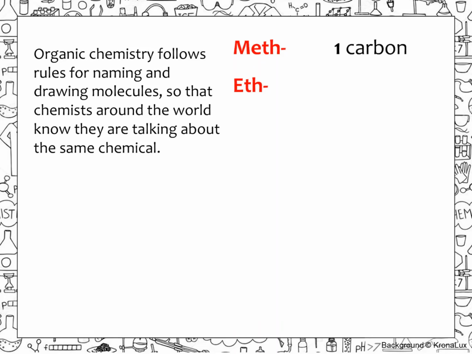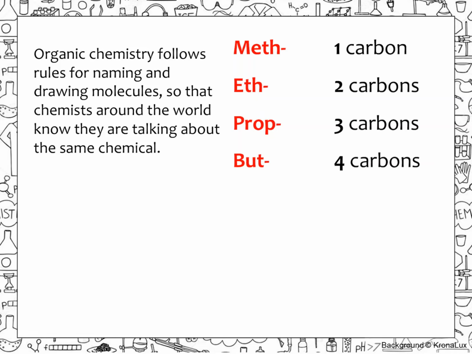If you see eth, E-T-H, that means that there are two carbons next to each other, joined in a molecule, surrounded by other elements, just two carbons on their own. Prop means that there are three carbons, and but means that there are four. Meth, eth, prop, but. Now you have to know those. Those are prefixes. They come at the start of a word. And you have to know how many carbons they correspond to.